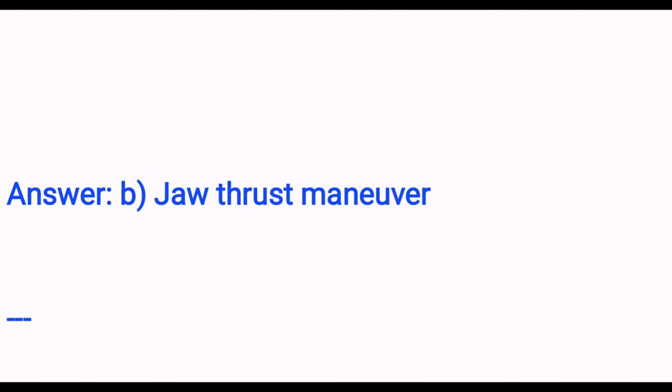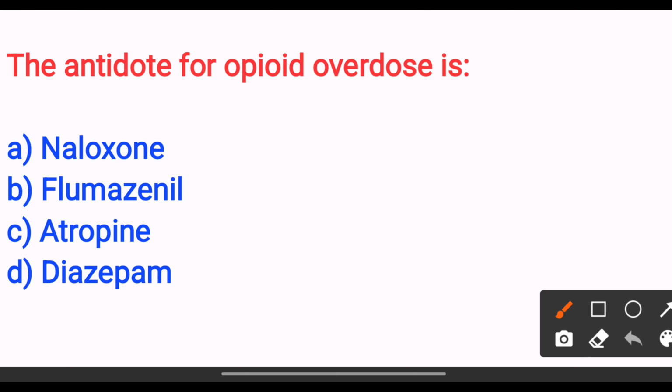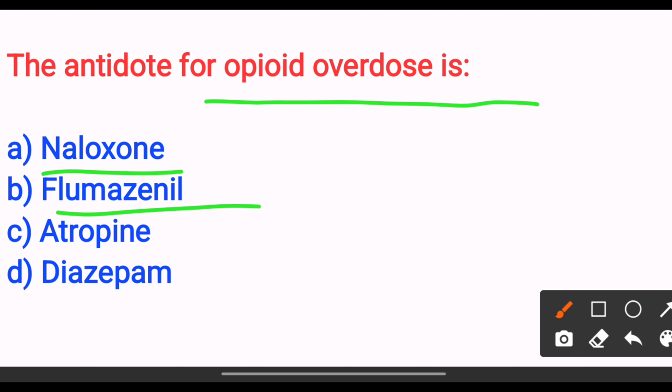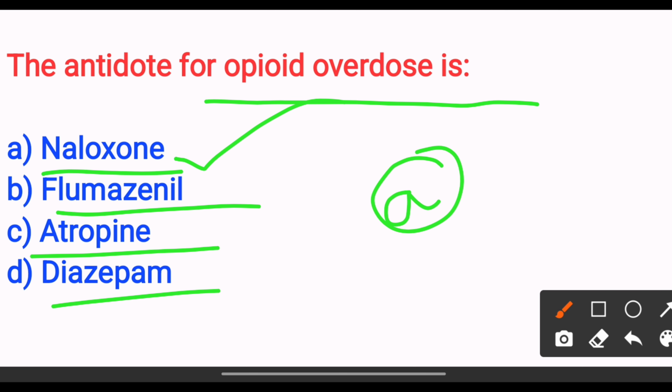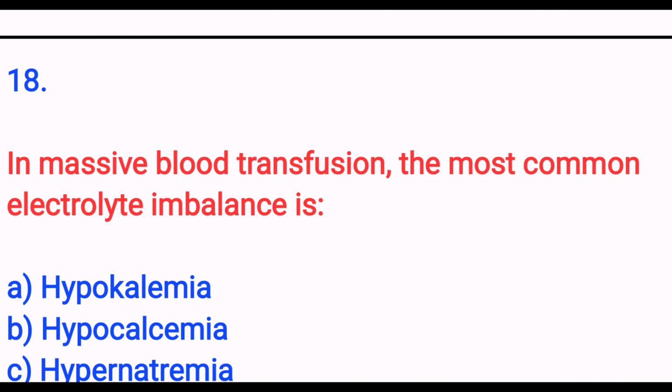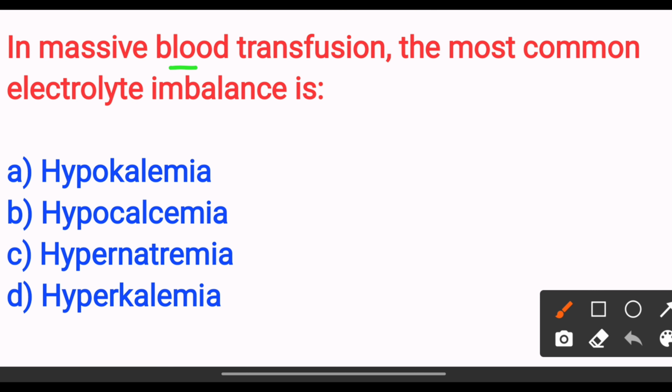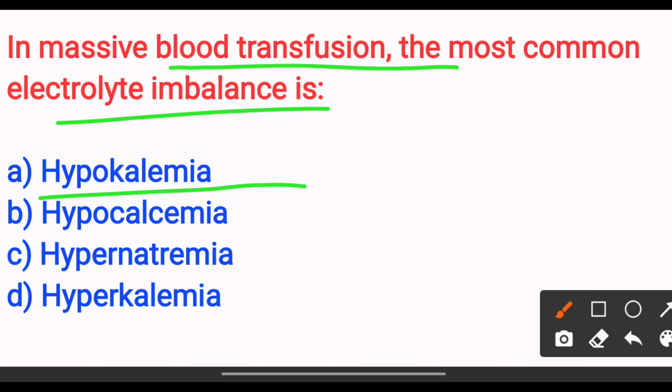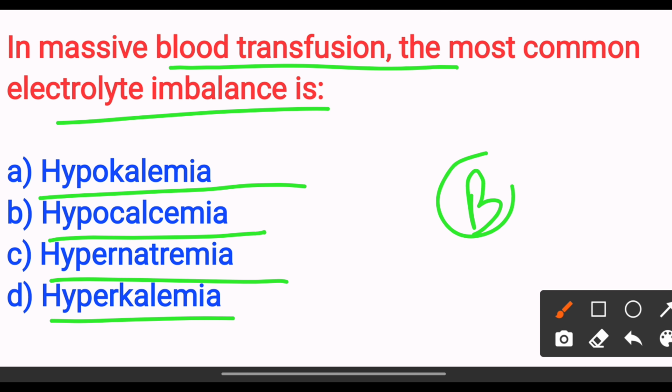Next, the antidote for opioid overdose is option A, naloxone, option B, flumazenil, option C, atropine, option D, diazepam. The answer is option A. Opioid antidote is naloxone. Next, in massive blood transfusion, the most common electrolyte imbalance is option A, hypokalemia, option B, hypocalcemia, option C, hypernatremia, option D, hyperkalemia. The answer is option B, hypocalcemia.